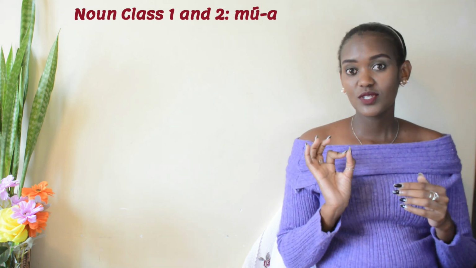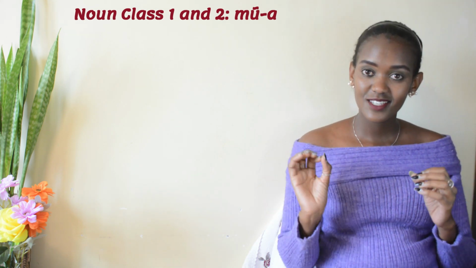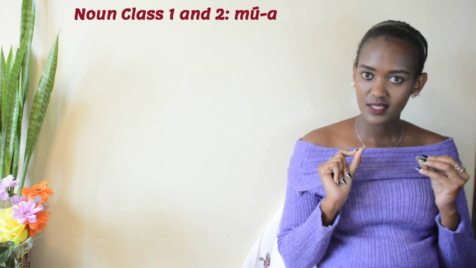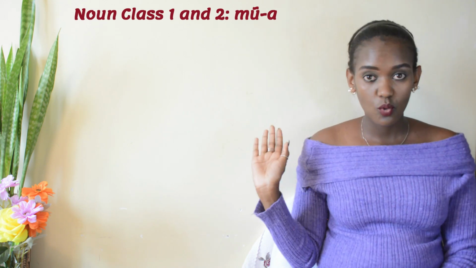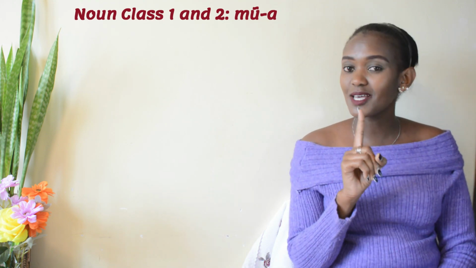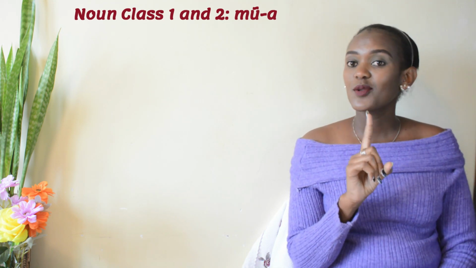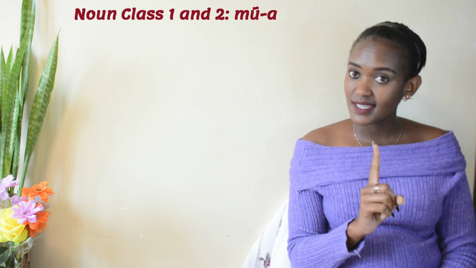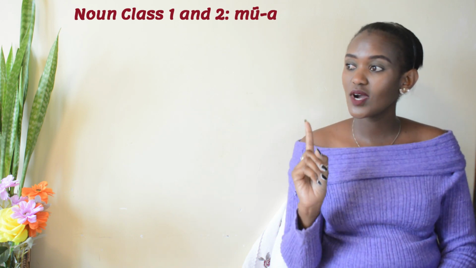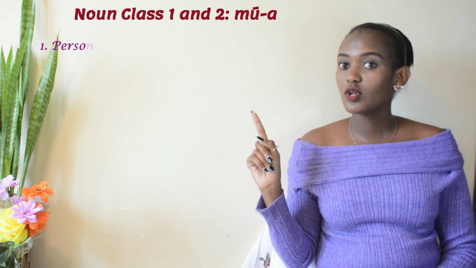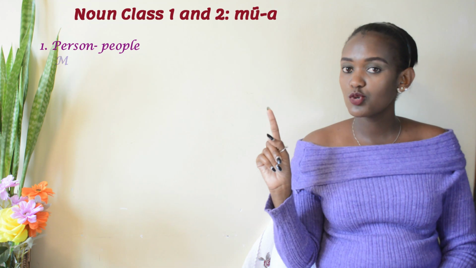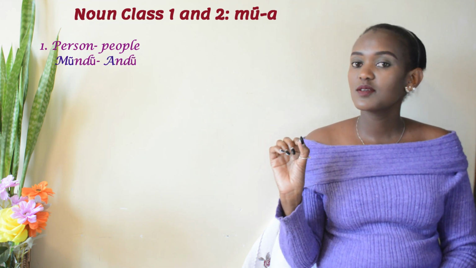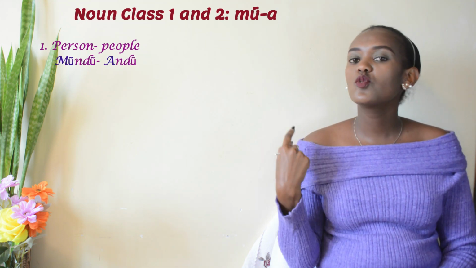So we are noun class mo a. When we say mo a in Kikuyu, it means what we are starting with, like what our nouns start with. All people will belong to this category except children. I don't know why they just decided that a child can be called mwana, but children cannot be called ana. So a person is called modo, and the plural people will be ado.